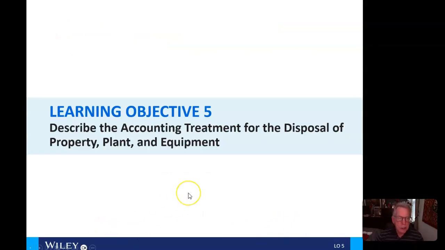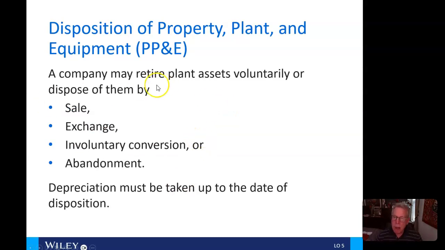Okay, let's take a look at describing the accounting treatment for the disposal of PP&E. Here, a company may retire plant assets voluntarily or dispose of them by a sale, an exchange, even an involuntary conversion, or an abandonment. Always remember in the problems, depreciation must be taken up to the date of the disposition, and then we dispose of it.